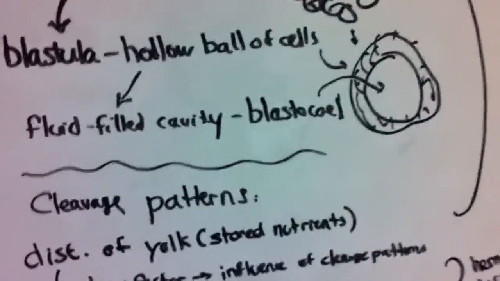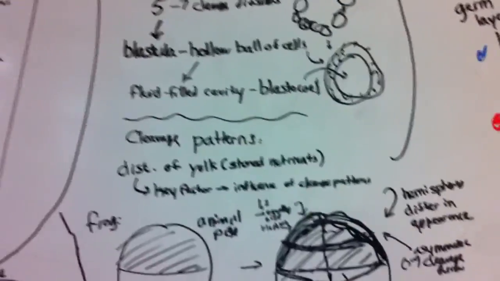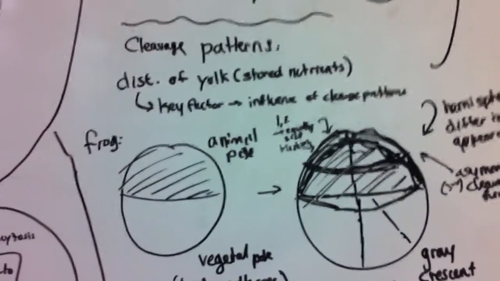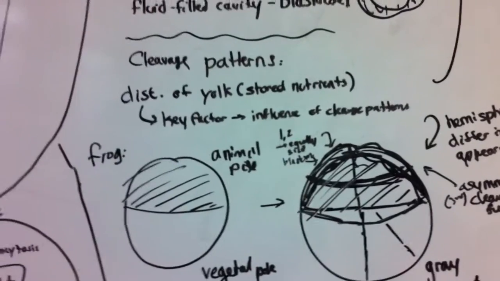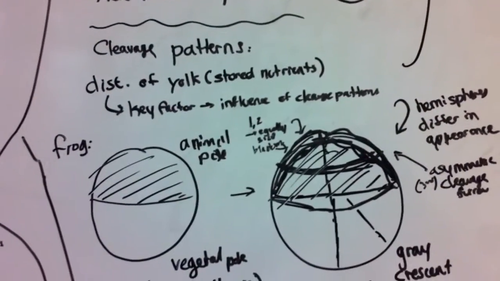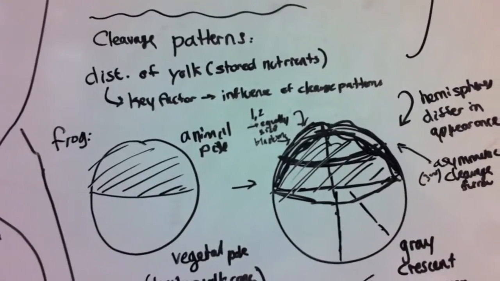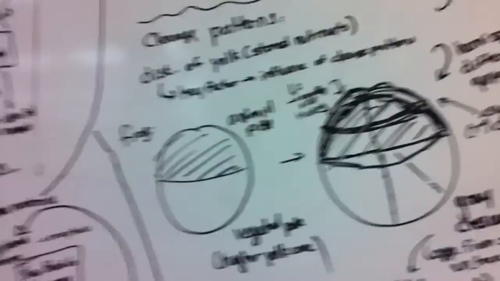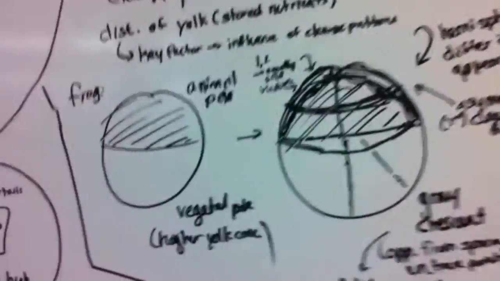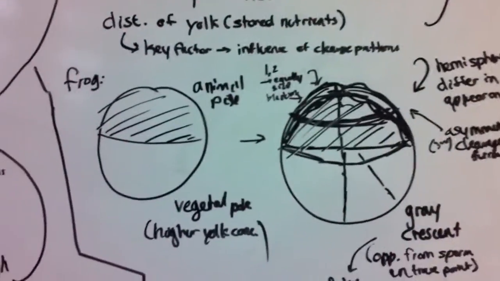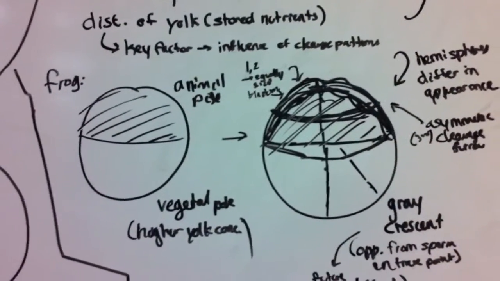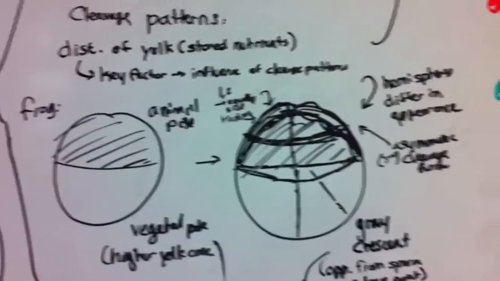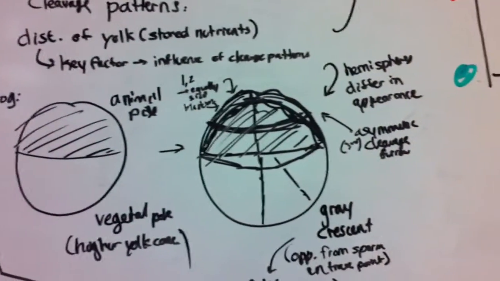Now, it should be noted that for a whole lot of different organisms, we're going to have a whole lot of different cleavage patterns. And it's mainly because of this distribution of yolk. Yolk is just stored nutrients. And this distribution of yolk will be a key factor in influencing cleavage patterns. So in this case, we're going to look at a frog. Now, in this frog, we're going to have an animal pole and a vegetal pole. The vegetal pole will have a higher yolk concentration, meaning that the animal pole is what's going to be divided.